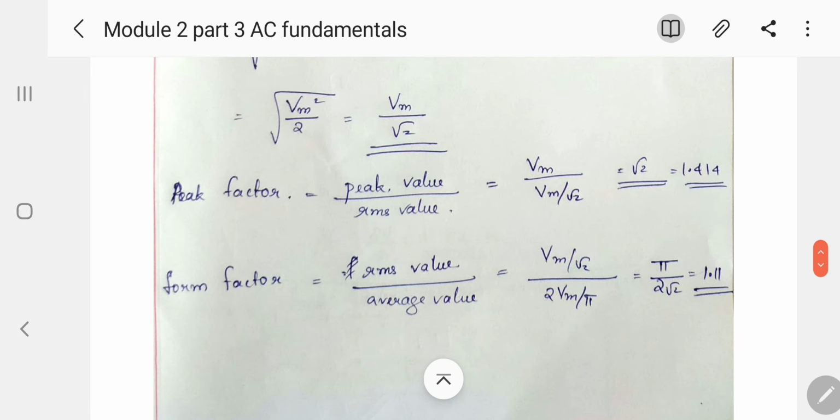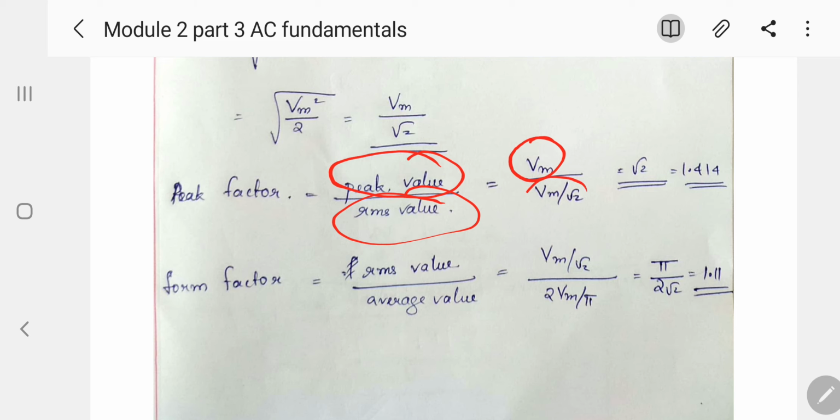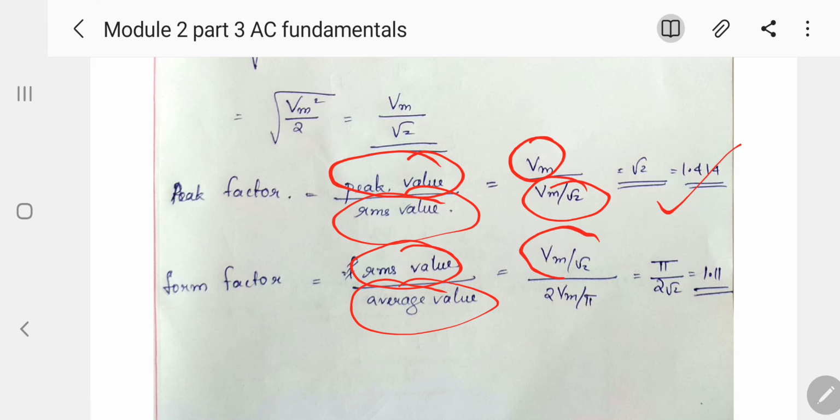From this you can find out what is the peak factor and form factor. Peak factor is equal to peak value divided by the RMS value, and peak value is Vm, RMS value is Vm by root 2. You will be getting the answer as 1.414. Next one is the form factor. Form factor is equal to RMS value divided by the average value. RMS value is Vm by root 2, average value is 2 Vm by pi, and the answer is 1.11. I hope it is clear for everyone.